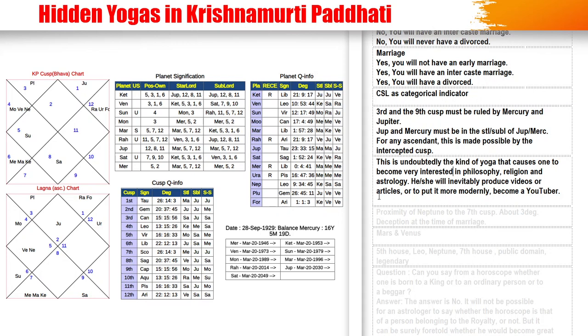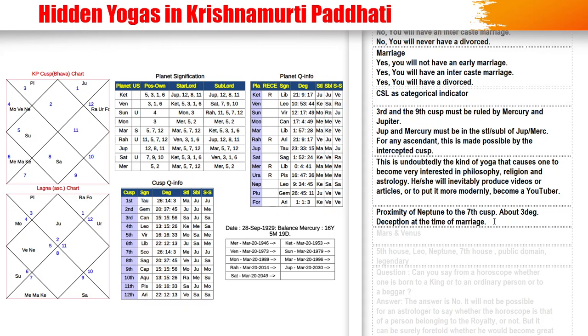Now, another rule that Professor Krishnamurti has mentioned in one of his books is about the proximity of Neptune to the seventh cusp. So, if Neptune is very near the seventh cusp, about maybe 3 degrees or 3 degrees 20 minutes, then there is some kind of deception at the time of marriage. Professor has mentioned a couple of stories of how this particular combination, the proximity of Neptune to the seventh cusp, results in a deception.